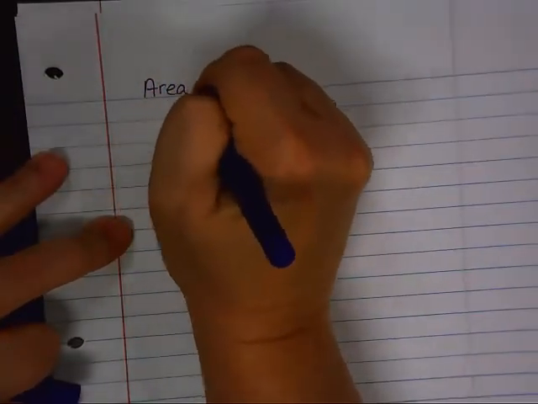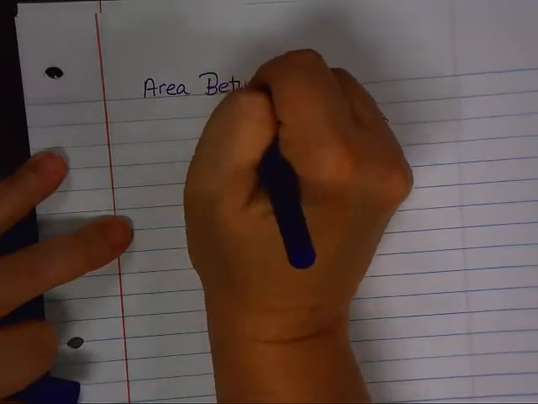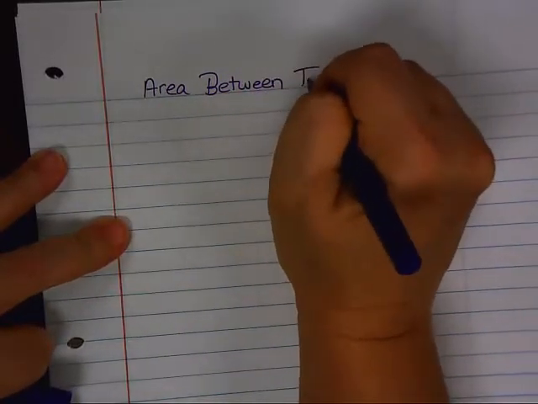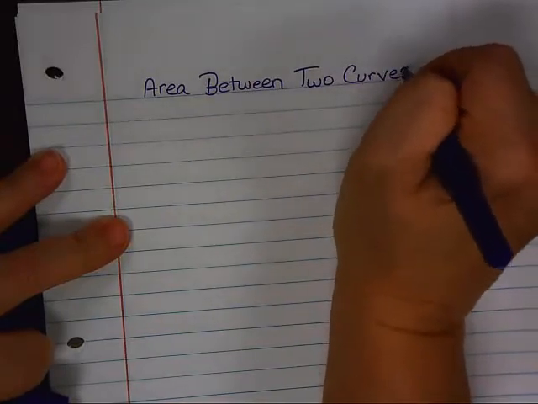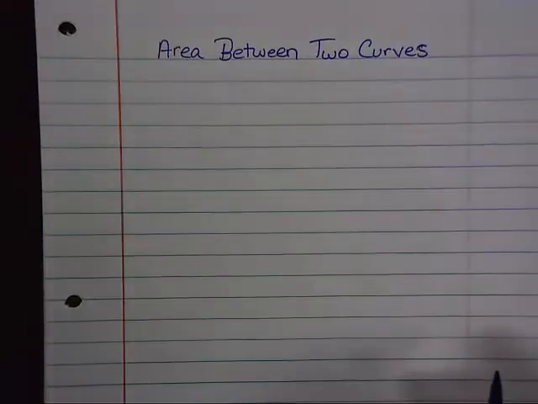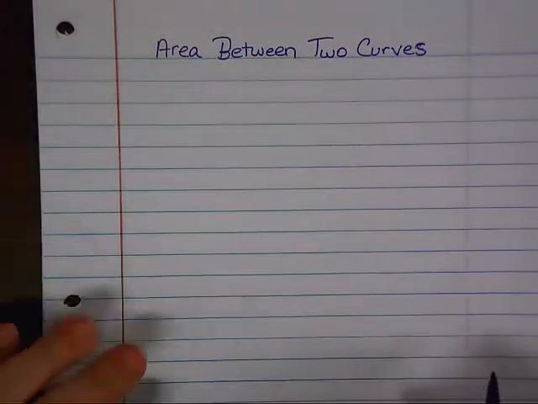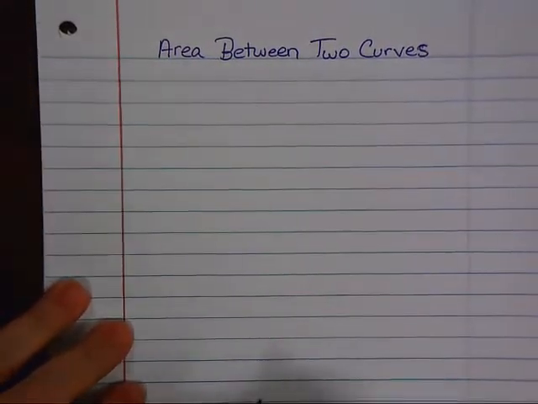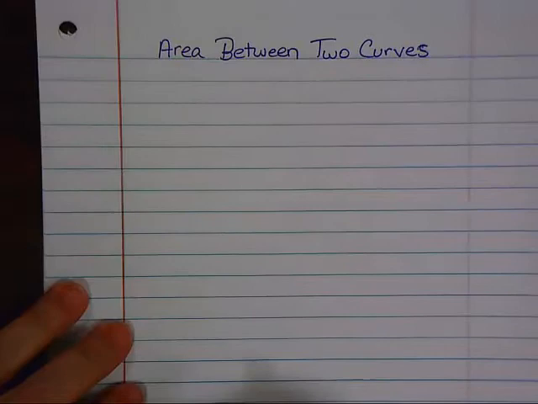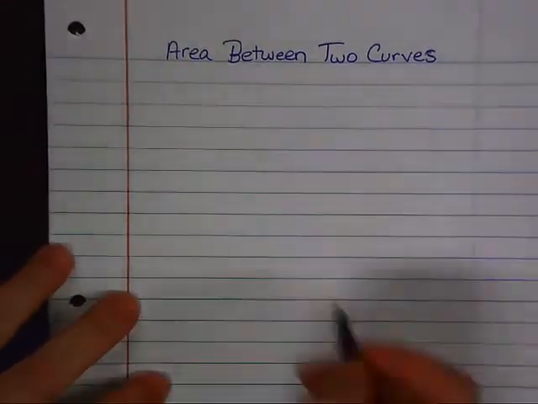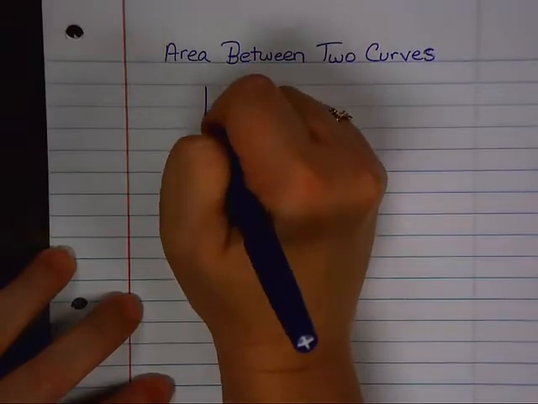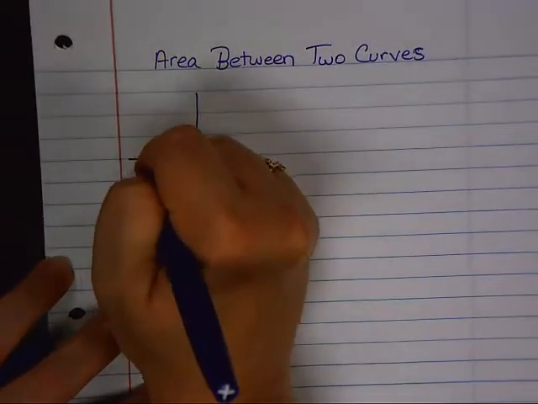Today we are talking about how to find the area between two curves. We have been doing the area under a curve up until now. Now we're going to talk about if there's two graphs and you want to find the area between them, how do you do it? So what I need you to do first is to draw this graph as close to mine as possible.